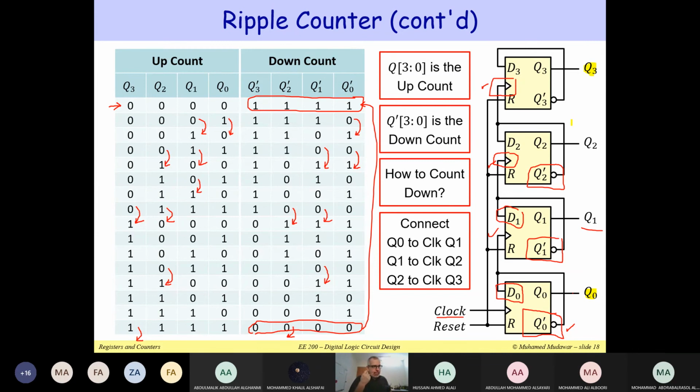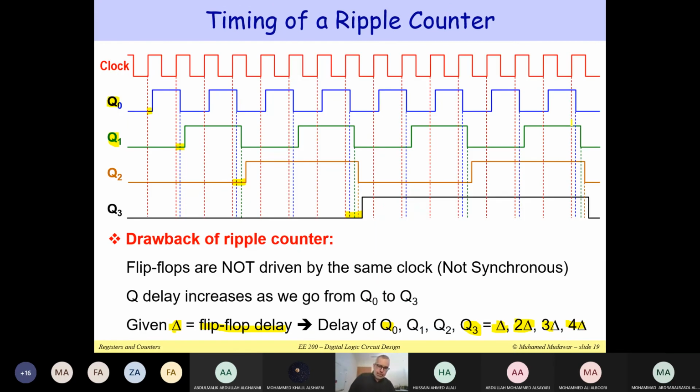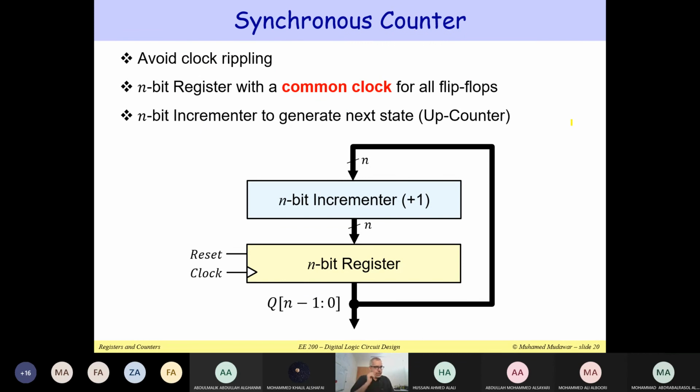The ripple counter is very simple. It does not use any external gates, but it has a big disadvantage. It's not synchronized. The clock is not connected to the clock input of all these flip-flops, and this increases the delay of the Q output as we go from one bit to the next. The delay can go from delta to 2 delta to 3 delta to 4 delta and so on. Now, how can we design a counter that has a certain sequence? I'll talk about this, but I need to talk about synchronous counters first, where we would like to avoid the clock rippling.